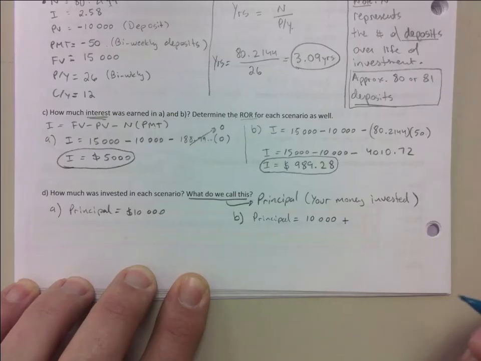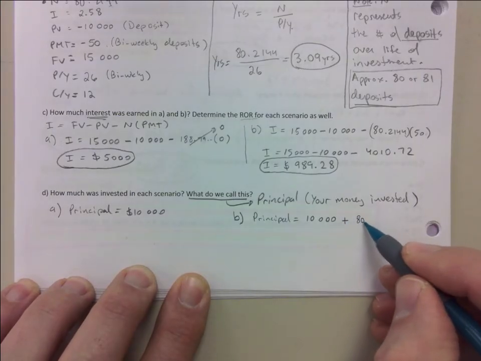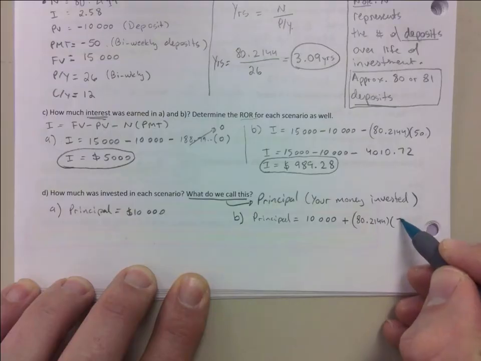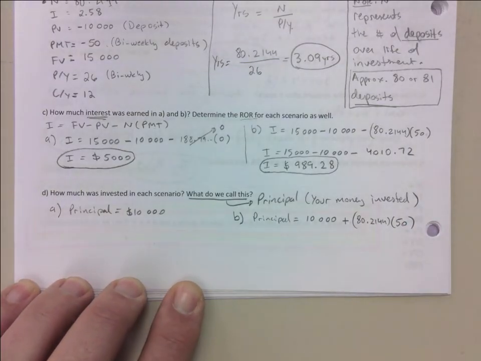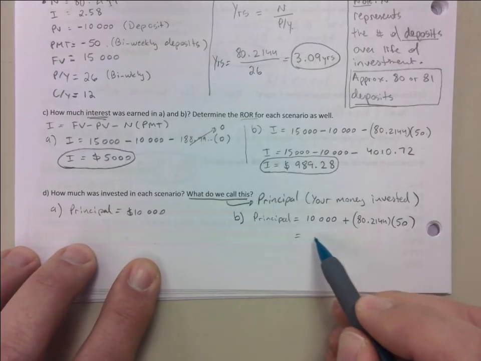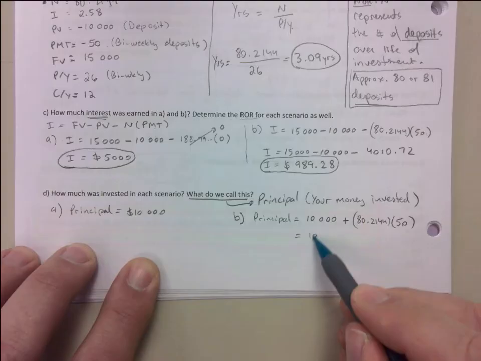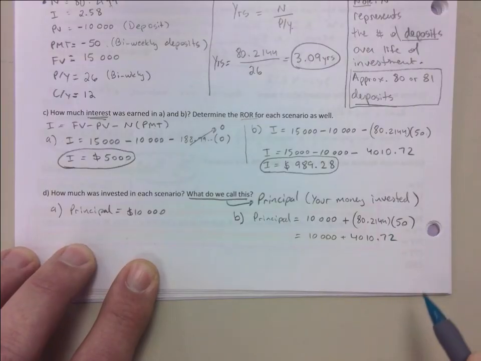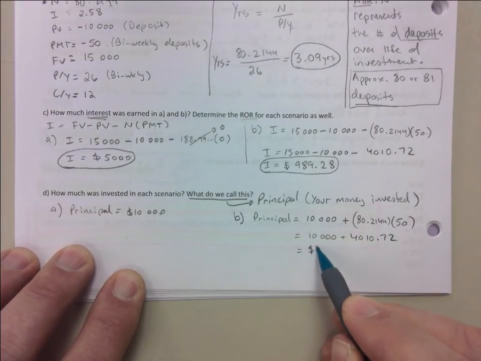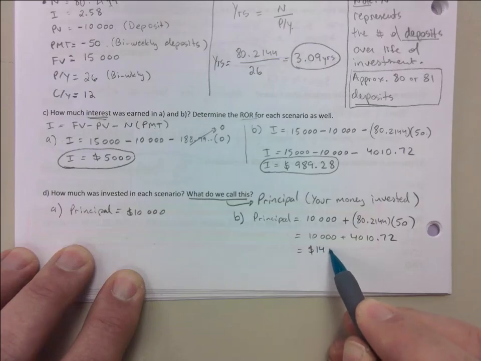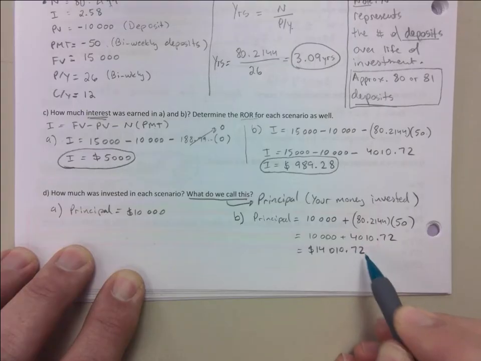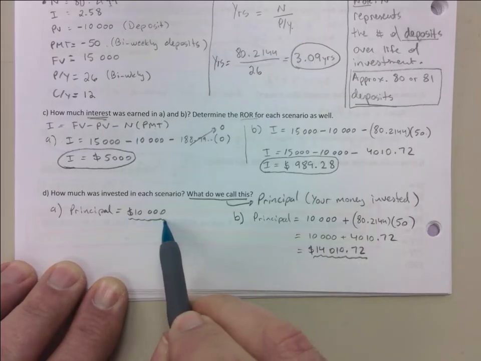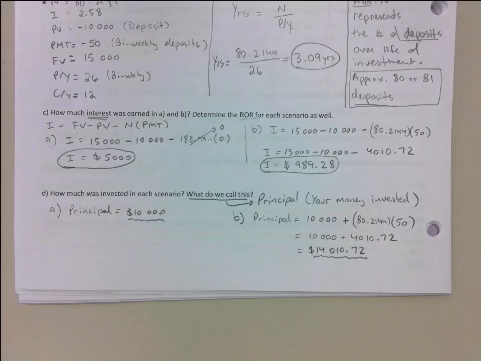plus you've put in 80.2144 payments of $50. And we already know what that is. That's $4,010.72. So you put in $14,010.72. Underline that. And under A, you only put in 10,000 out of your own money.